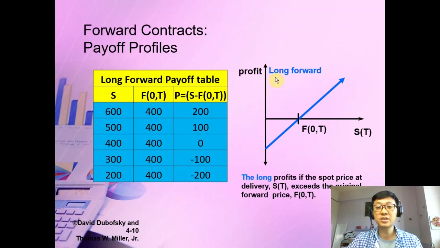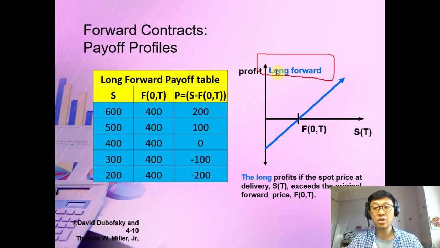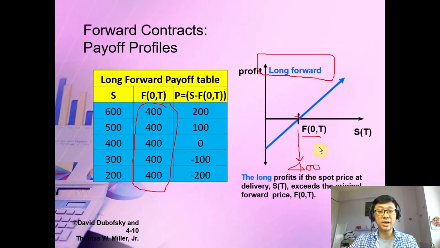This is the long forward. Long forward means you buy a forward contract. For example, we have a forward price, let's assume 400. Let's say this is 400 over here. That's the forward price. And this is the spot price, the market price, which can vary.